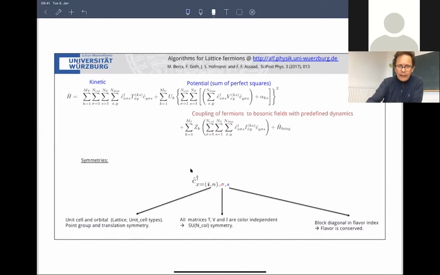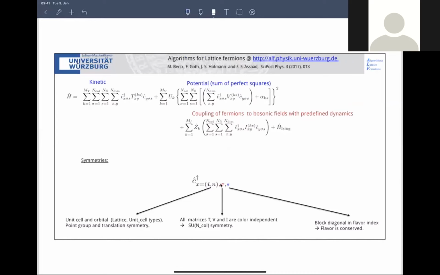Then we have an index which is sigma, which we call a color index. Sigma only comes in the C daggers and the C's here, but it does not appear in those matrices, T for the hopping, V for the interaction, and I for the coupling of the scalar field to fermions, which means that we have an SU(N) color symmetry in this sigma variable.